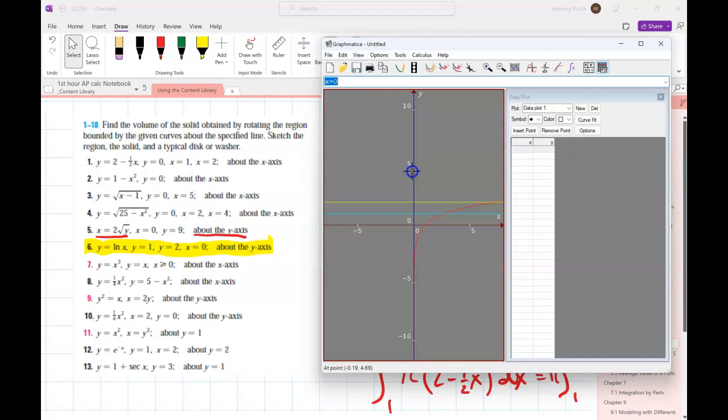Is everybody integrating with respect to y on this? So like number 5. When we find an arbitrary circle, our radius would be x, but we want it in terms of y. So we have to move the original equation around. Absolutely.